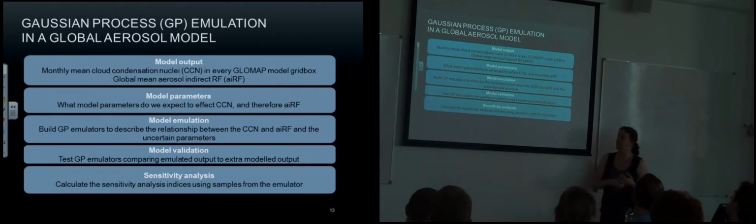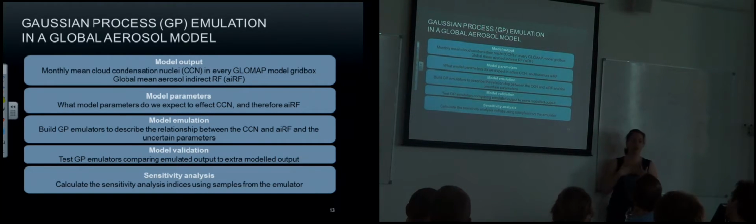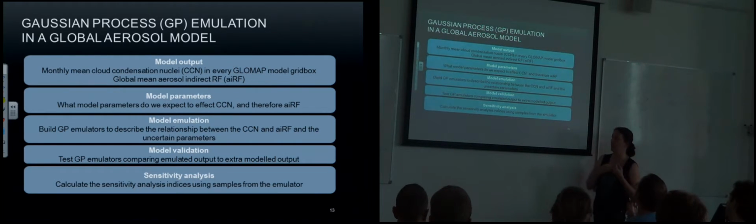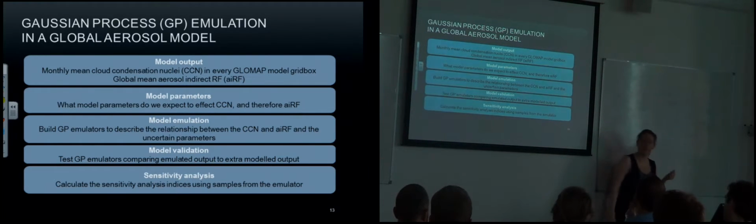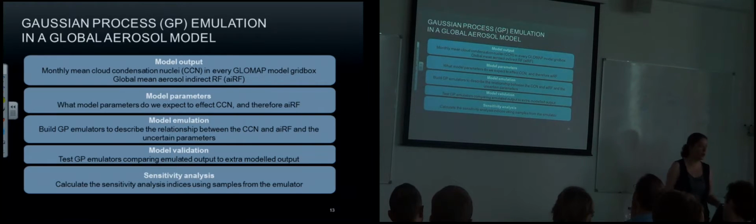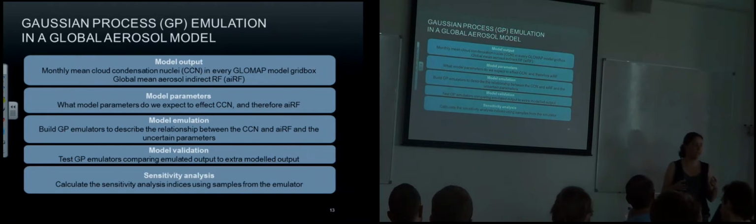I validate them, so I'll show you a little bit about how I validated them. I'm not sure that there's a set way to do this. Different validation methods tell you about different things, so I did a few. And then you calculate your sensitivity indices. If you've got a valid emulator, you can sample from that rather than the model. So your 900 years turns into about a week.